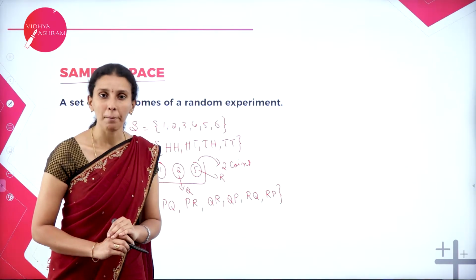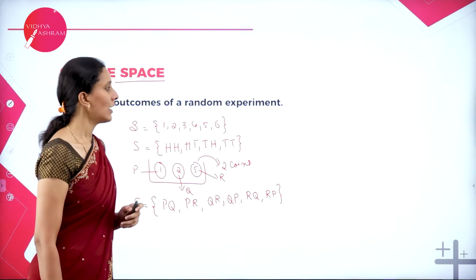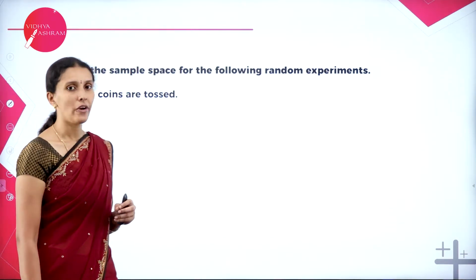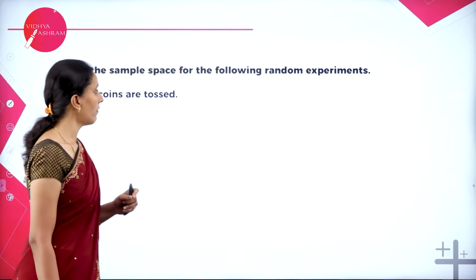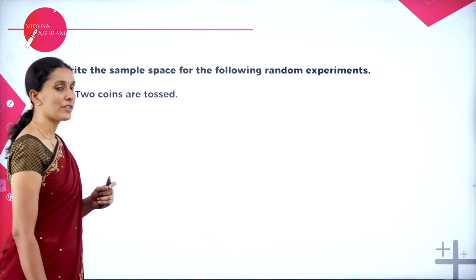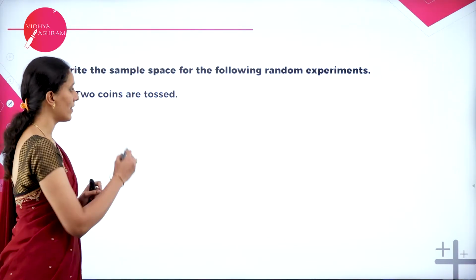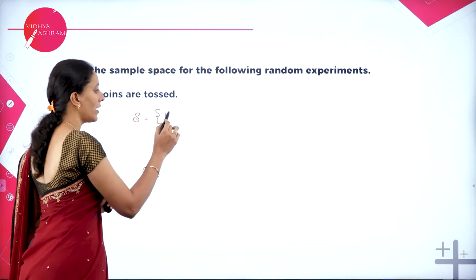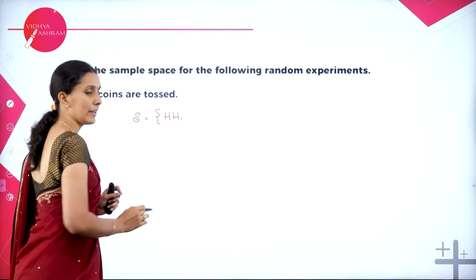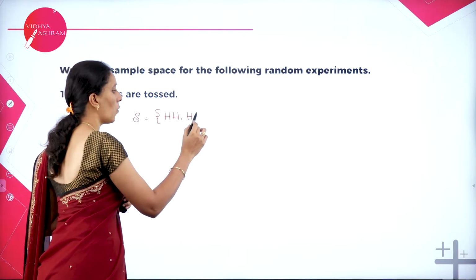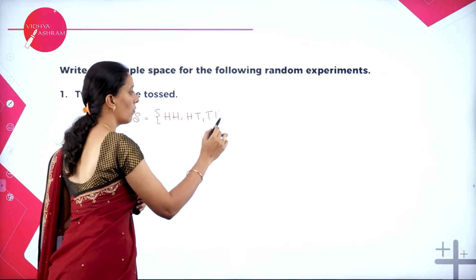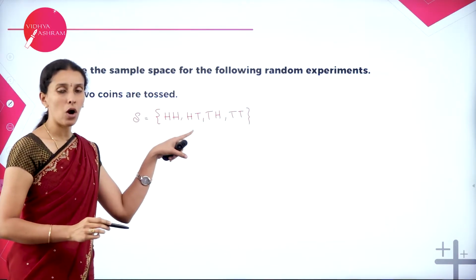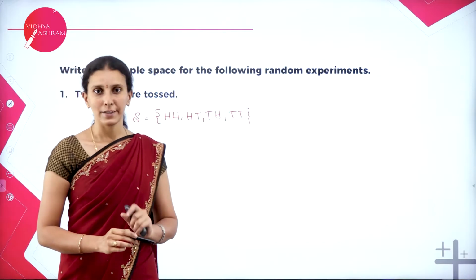That is the sample space of an experiment. Look at the first question we have. Write the sample space for the following random experiment. The very first one is 2 coins are tossed. We have already written this. Whenever 2 coins are tossed at a time, both coins may have head, one head and one tail, one tail and one head, or both of them are tails. So these are the possible outcomes of the given experiment.